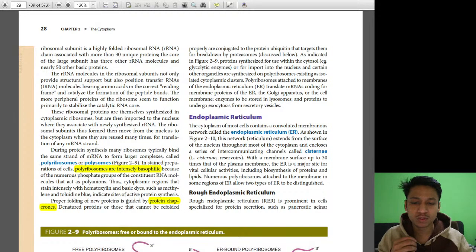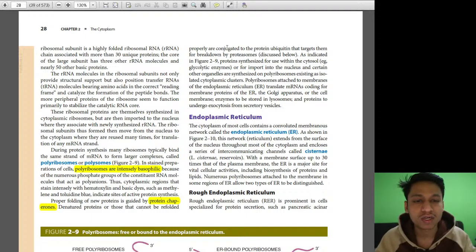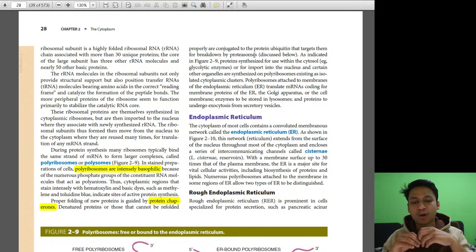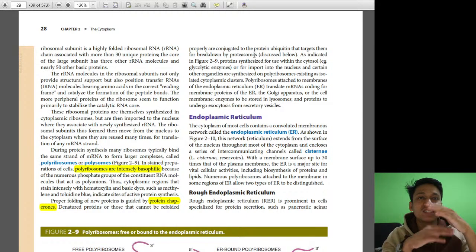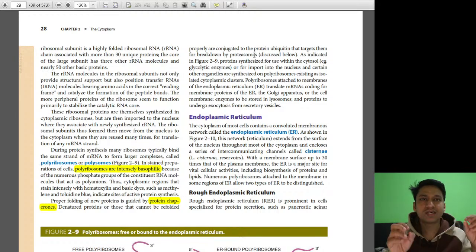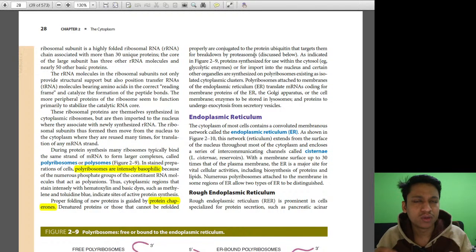Proper folding of the new protein is guided by protein chaperones. Denatured proteins or those that cannot be refolded properly are conjugated to the protein ubiquitin that targets them for breakdown by proteasomes, discussed below. So basically, proteasomes are important whenever a polypeptide chain is produced but is unable to refold itself. It's going to be unstable in the cytoplasm. That's why it's important that we cut it down and then refold it again. We'll study how this works in detail.